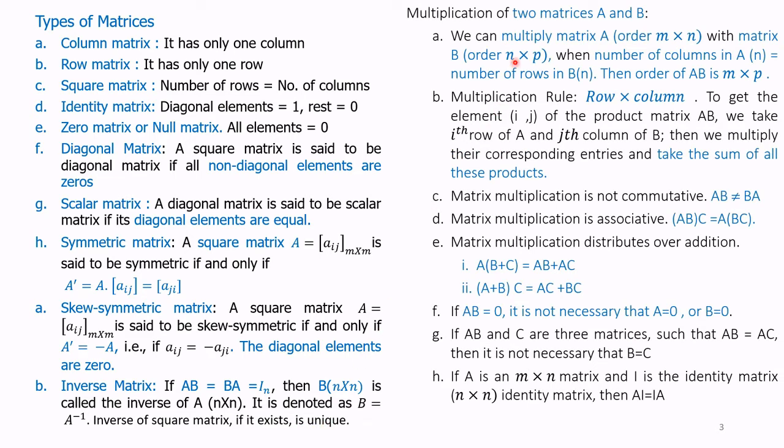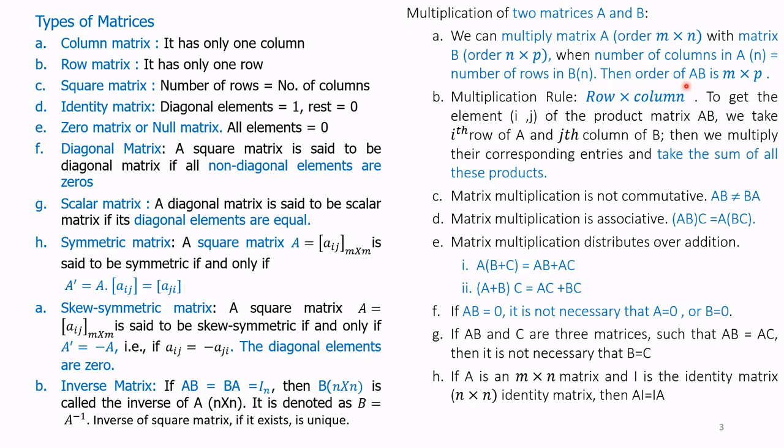Multiplication. There are multiplication rules and methods for two matrices. Two matrices can be multiplied if, for a matrix A of order m into n and a matrix of order n into p, the number of columns of the first matrix, that is n, is equal to the number of rows of the second matrix. So here it is row, here it is column. So the column of A, n, should be equal to the row of B.